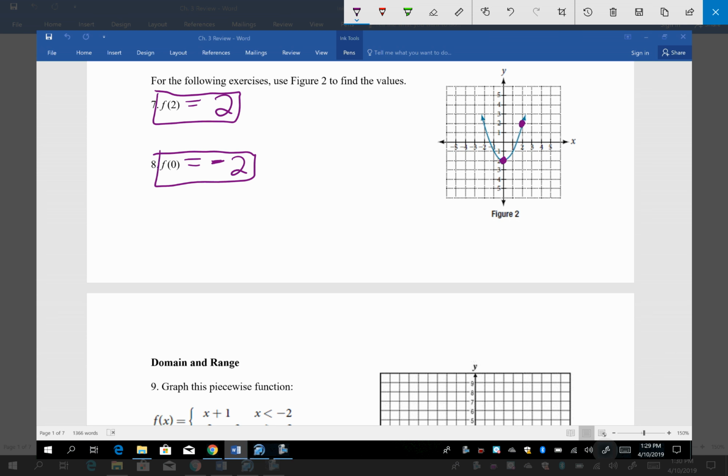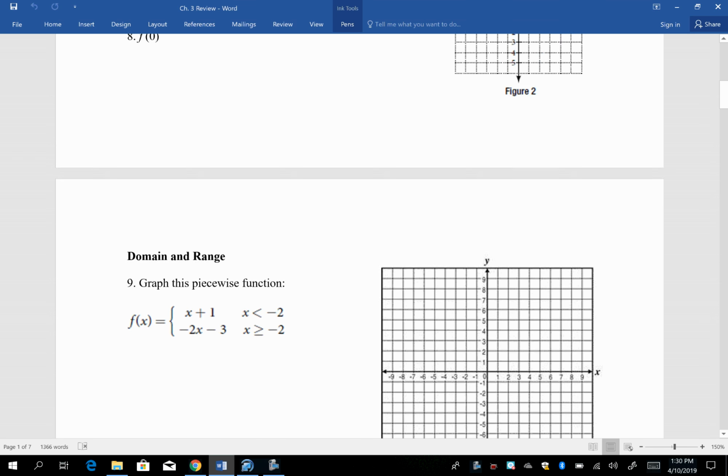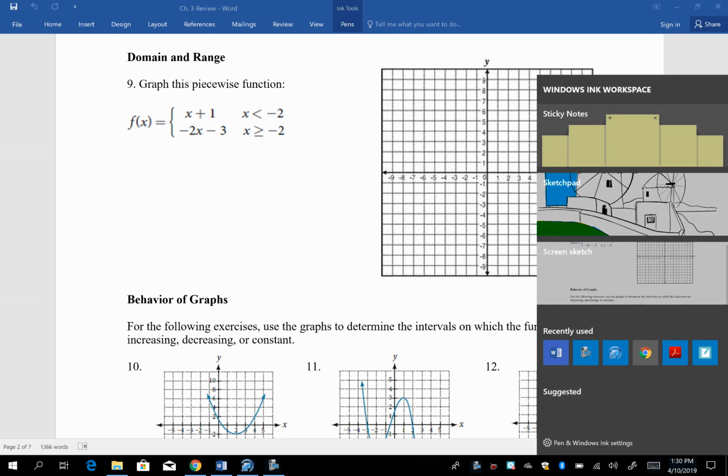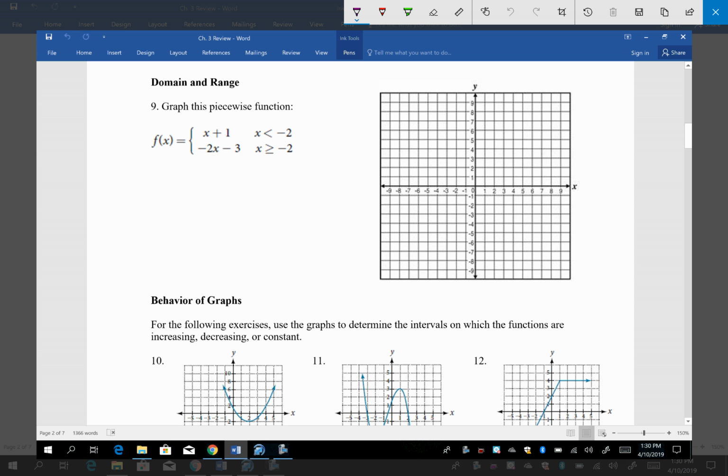All right, I think I heard number 9 as well from Alyssa. So let's go over number 9. Now, in number 9, this is a piecewise function. The way that I taught you to do this was to make t-charts for each of your pieces. So x and y t-charts for each of your pieces. The first piece is x plus 1. The second piece is negative 2x minus 3.